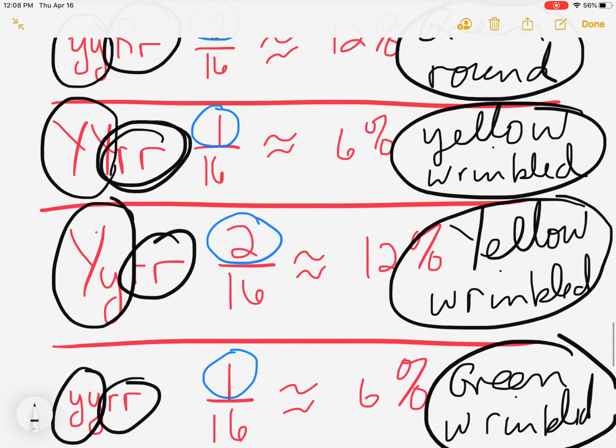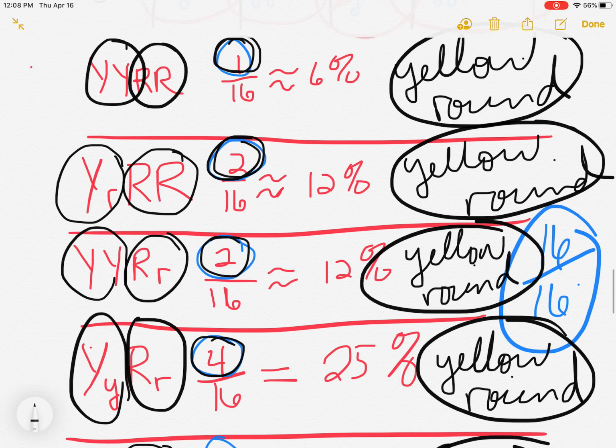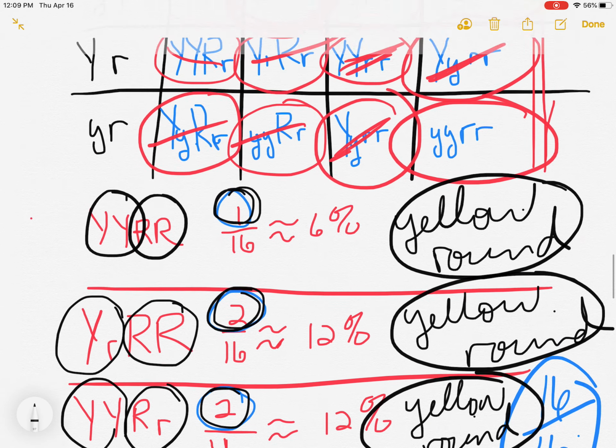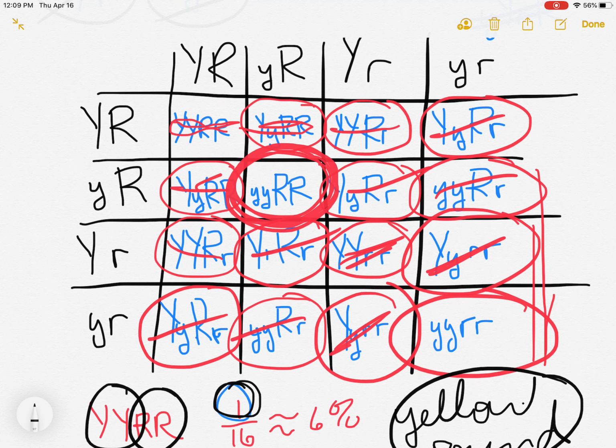9 out of 16. I should have noticed that sooner because I know there's supposed to be a certain ratio. That's 9 and 16. We got our charts sort of confused, right? If you don't want to do it this way, what you can do is go right on the square and circle the yellow and rounds.